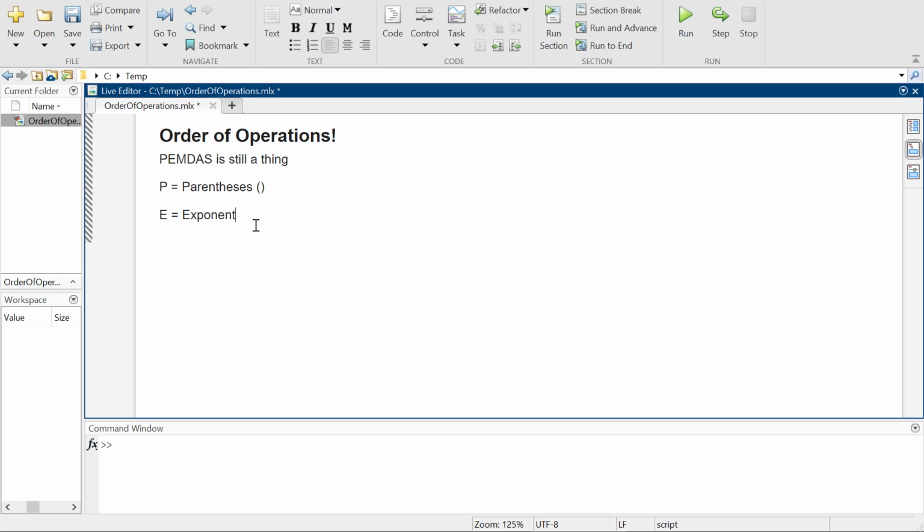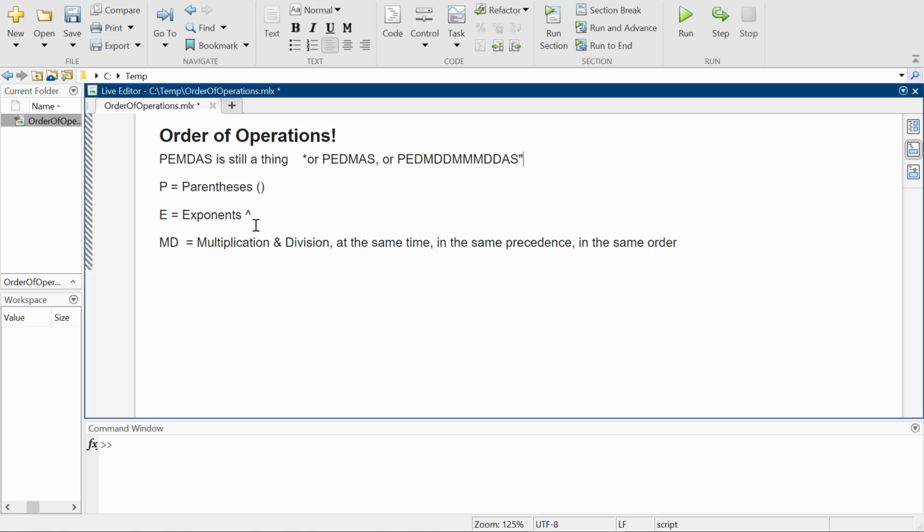E is exponents, which is this. If you've done Python, it's this. That's dumb. But it's just the little caret thingy that's on the 6. MD goes together. So it's not multiplication and then division. It's multiplication and division at the same time, in the same precedence, in the same order. So if you see division and then multiplication, then either one is fine. You could do division first if it comes first, or multiplication first. You know what I mean? It doesn't really matter which one comes first, but they're equal.